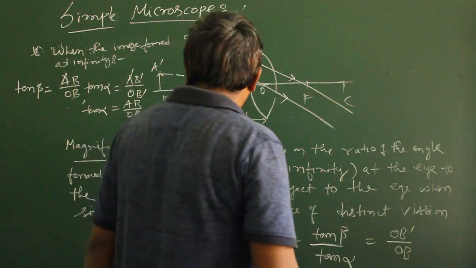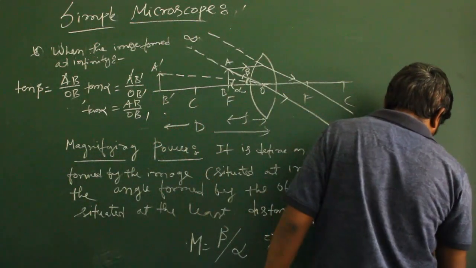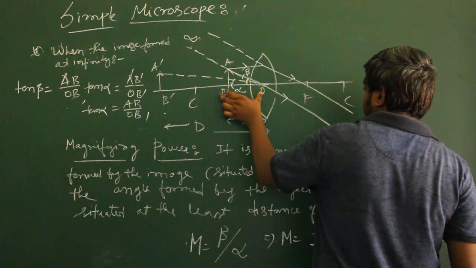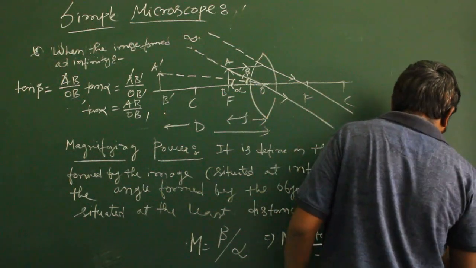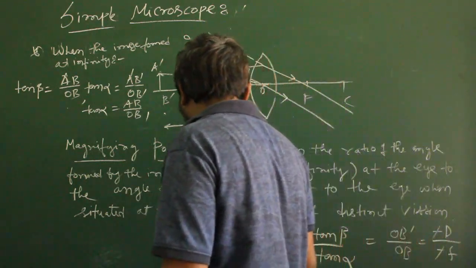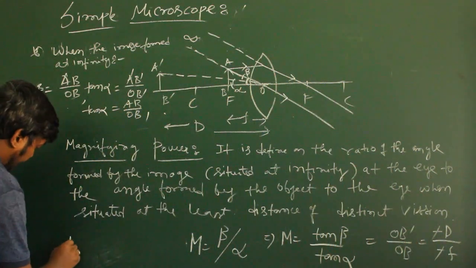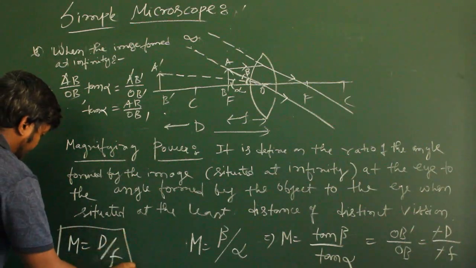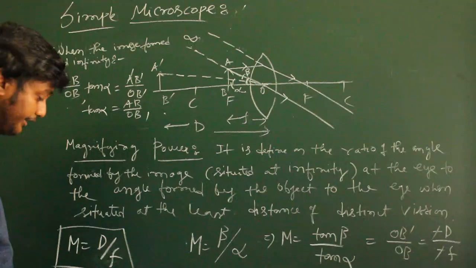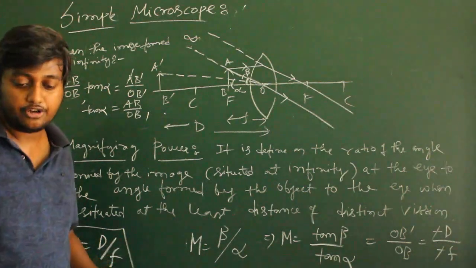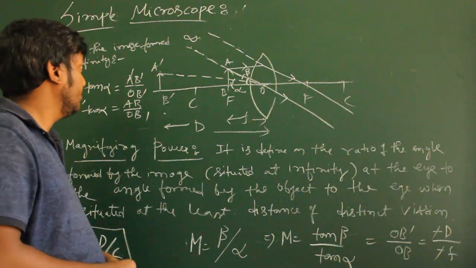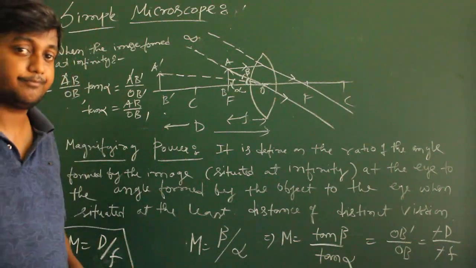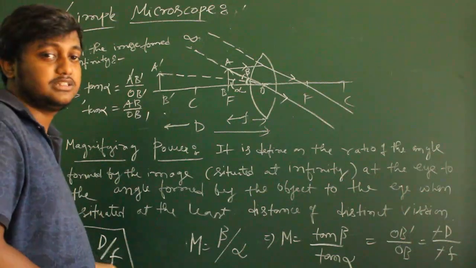What is OB dash? OB dash is D minus D. What is OB? OB dash is focal length. This minus F, the minus cancel. So from this equation you can write M equals D by F. This is the magnification of a simple microscope when the image is formed at infinity. So this is all about the simple microscope.